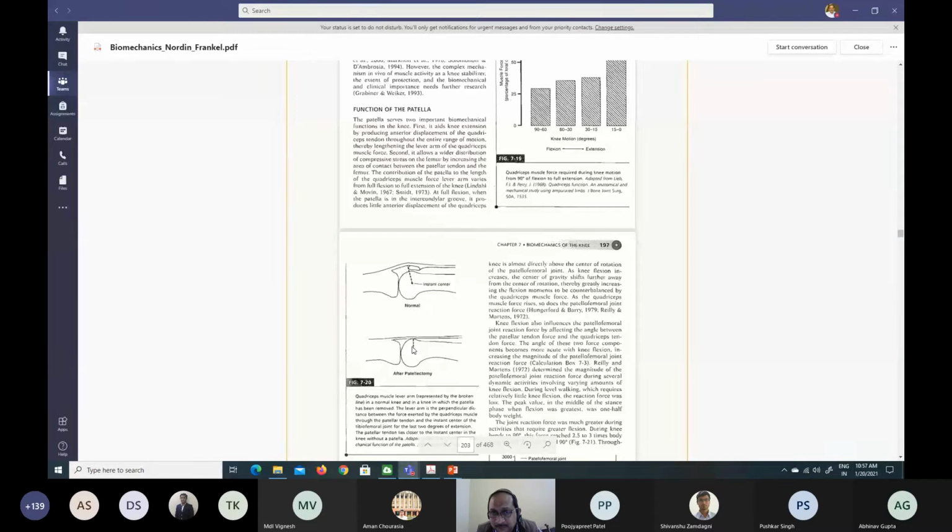Now, if the patella is removed, a clear picture is figure 7.20, the second picture after patellectomy. So you can see very easily what the difference is. During flexion, the displacement of the patella is not present in this lower picture. Okay? I think we have to end the class here. You can have very quick questions. I will continue tomorrow in the next class.